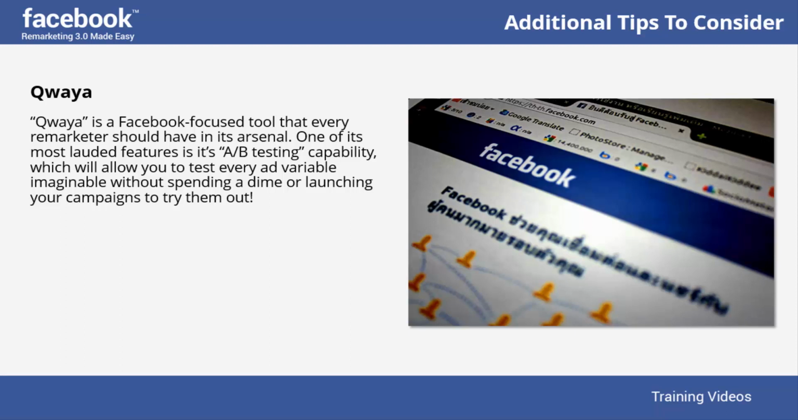Quaya. Quaya is a Facebook-focused tool that every remarketer should have in its arsenal. One of its most lauded features is its A/B testing capability, which will allow you to test every ad variable imaginable without spending a dime or launching your campaigns to try them out.